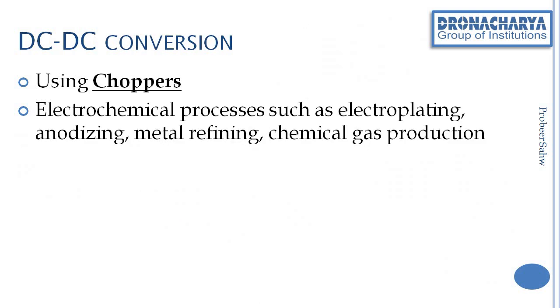Now we see that there is another type of conversion, DC to DC conversion. Both the load and source are of DC in nature, then why this conversion is required? The DC to DC conversion is required to match the voltage level of the source and the load. It is done using choppers. Few applications are electrochemical processes such as electroplating, anodizing, metal refining, and chemical gas production.